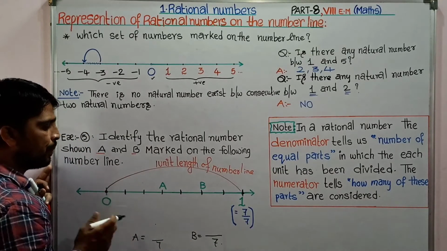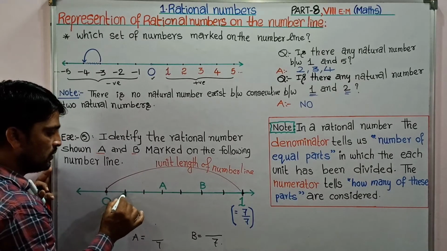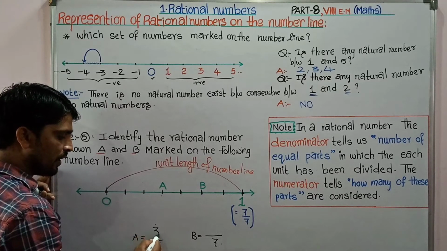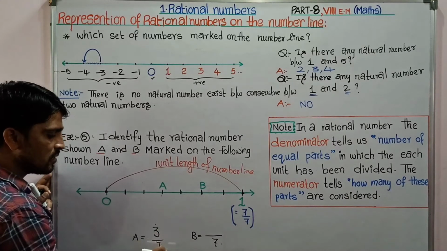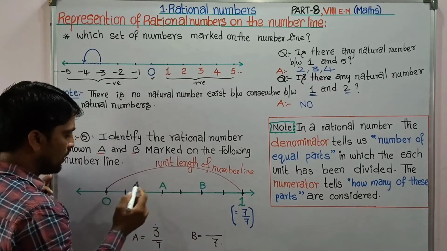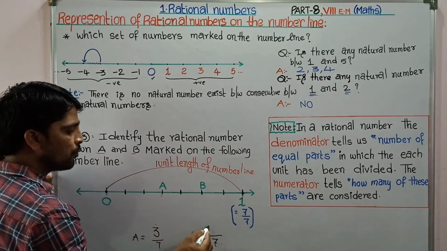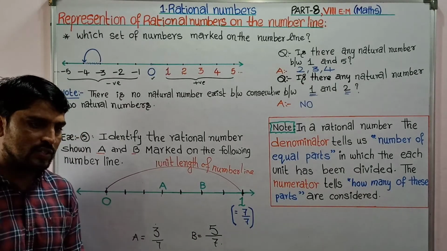Now out of 7 equal parts, which part is taken? 1, 2, third part. So the fraction value of A is 3 by 7. Our rational number that shows A is 3 by 7. Similarly, out of 7 equal parts, B is marked at 1, 2, 3, 4, fifth part. So the rational number shown by B is 5 by 7.